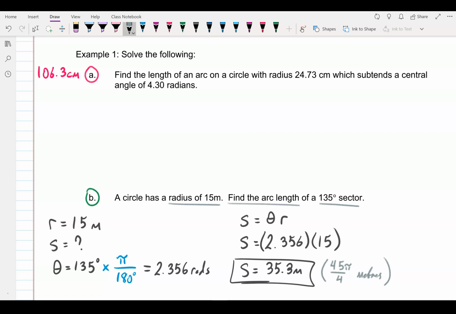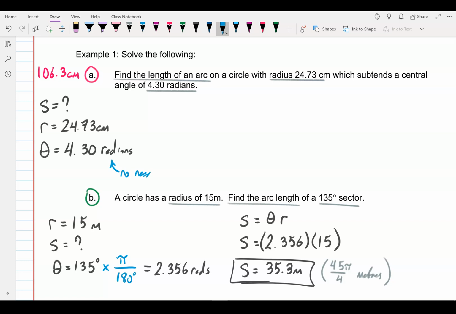I'm going to label things that we know. Find the length of an arc, so find the arc length, S. The radius is 24.73 centimeters, and it subtends, which means carries through or goes through, a central angle of 4.30 radians. So the angle is quite thankfully already in radians. So in this case, no need to convert.